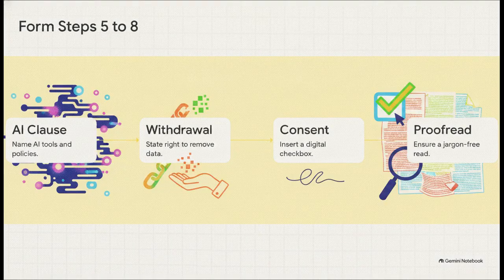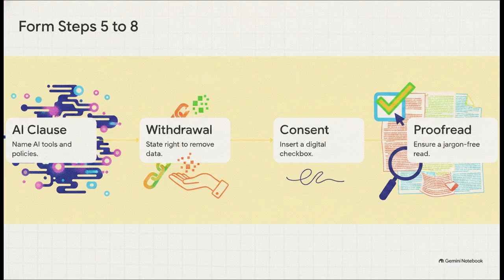Moving right along to the final 4 steps. Step 5, add an AI disclosure clause. If an AI transcription service is going to process their data, name the tool. Explain its data retention policy in simple language. Step 6, add a withdrawal clause. Remind them they can back out at any point without penalty, and explain exactly how they can request to have their data deleted. Step 7 is inserting the actual consent mechanism itself, like a digital checkbox on a survey form or a clear signature line for a PDF.